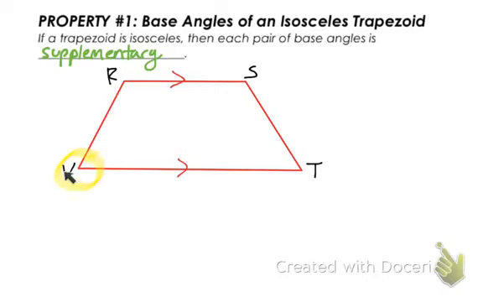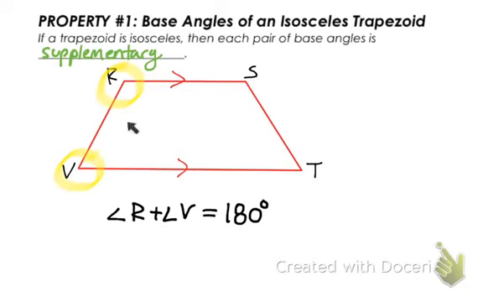If you take one angle from one pair of base angles and add it to one angle from the other pair of base angles, those are going to be supplementary. So angle R plus angle V should equal 180 degrees. So this is a pair of base angles, but if you take one angle from each pair, then they're going to be supplementary. So if you know that they're supplementary, then we can conclude that this is an isosceles trapezoid.